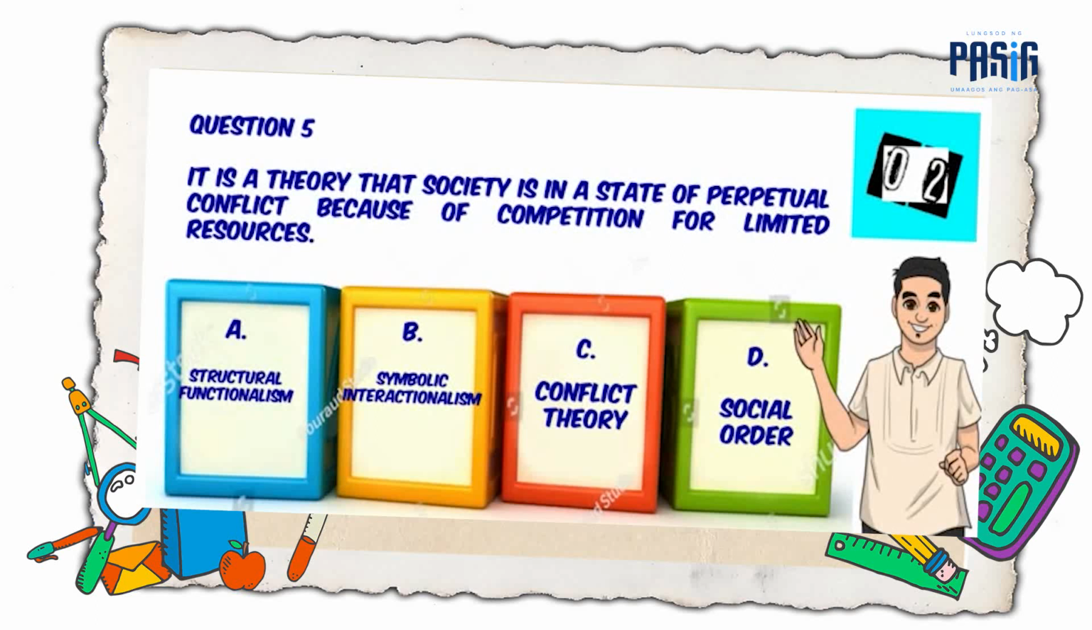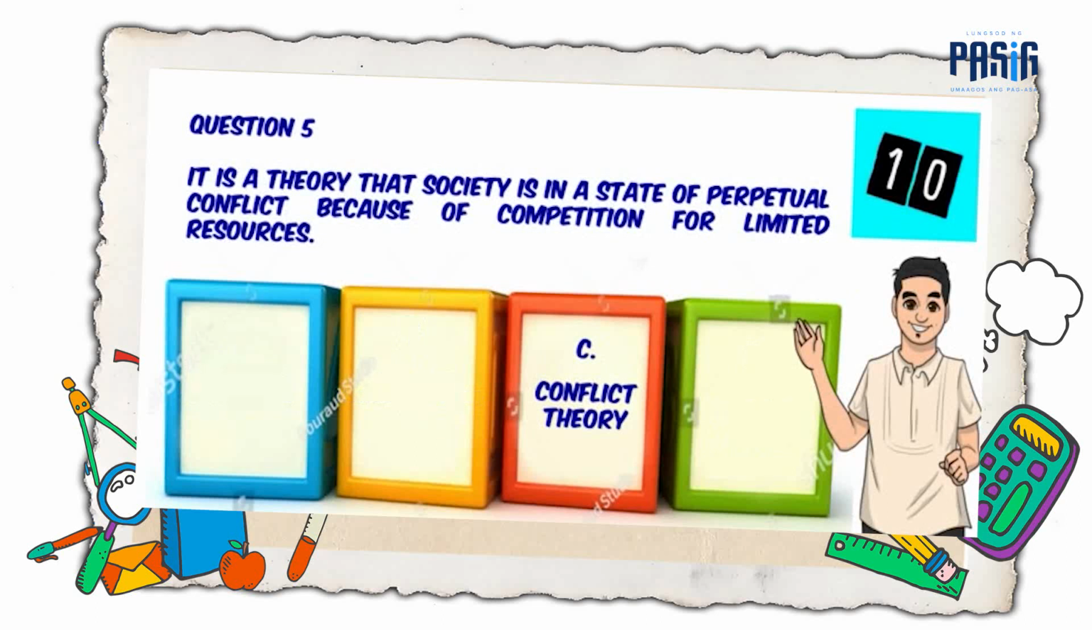Fifth and final question. It is a theory that society is in a state of perpetual conflict because of competition for limited resources. The choices are A. Structural functionalism, B. Symbolic interactionism, C. Conflict theory, D. Social order. The correct answer is letter C. Conflict theory.